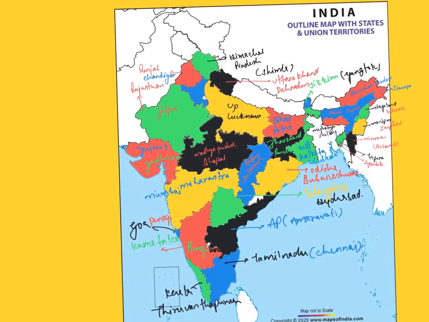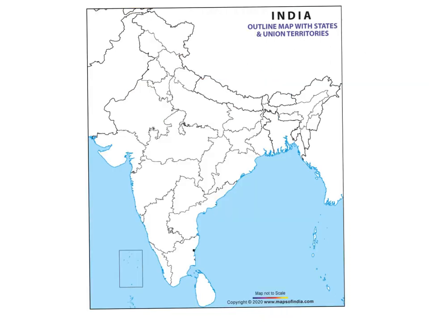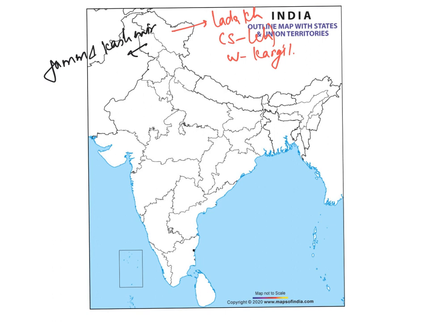So with this we have finished the states. Now we shall see the union territories. There are 8 union territories. Number 1 is Ladakh. Its summer capital is Leh and winter capital is Kargil. And number 2 is Jammu and Kashmir. Its summer capital is Srinagar. Its winter capital is Jammu. Jammu and Kashmir has a legislative assembly, whereas Ladakh doesn't have one.